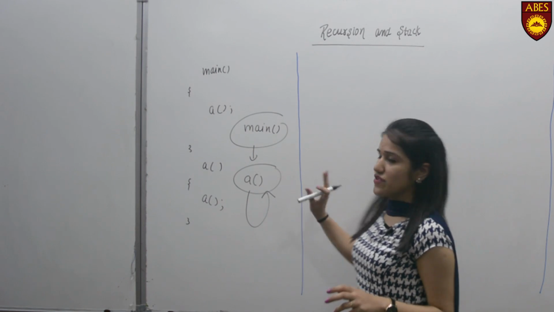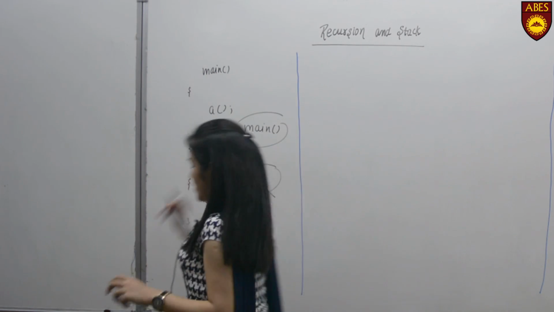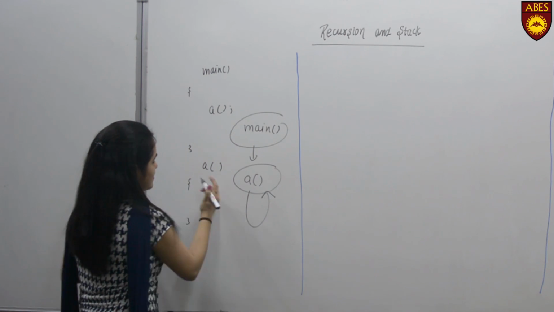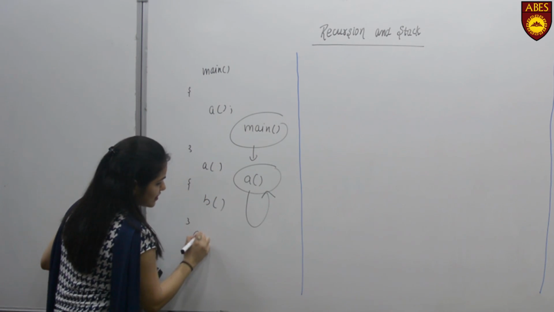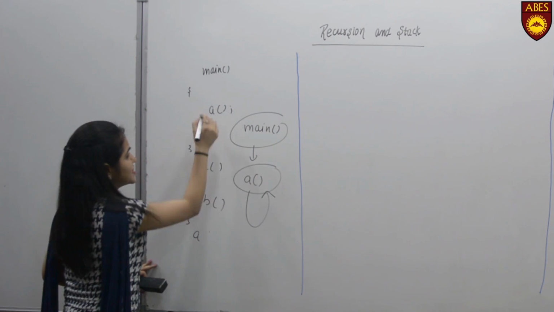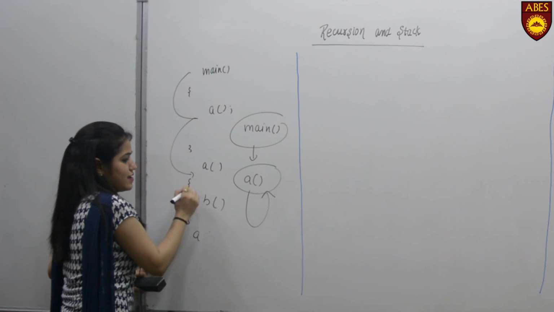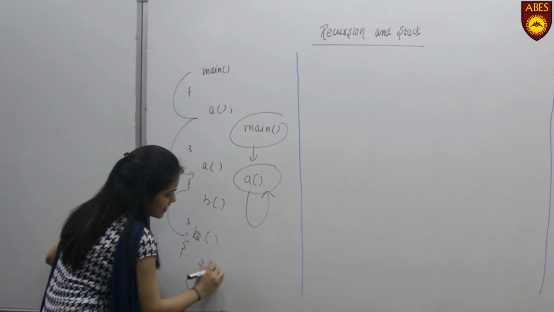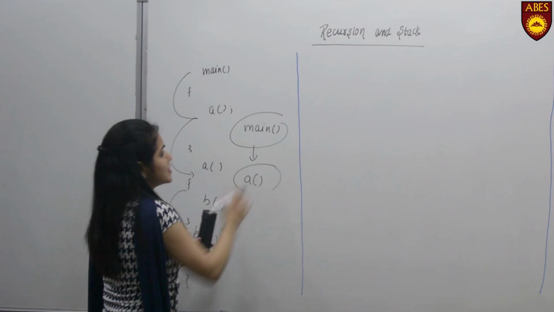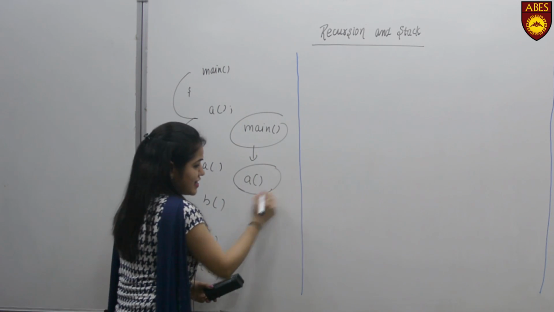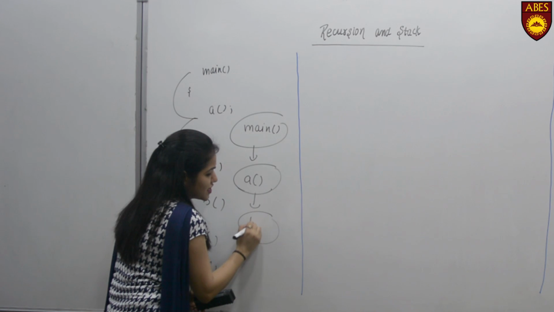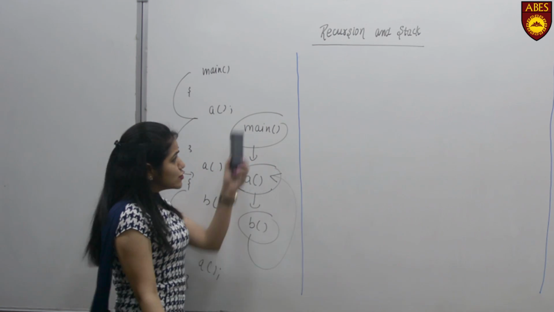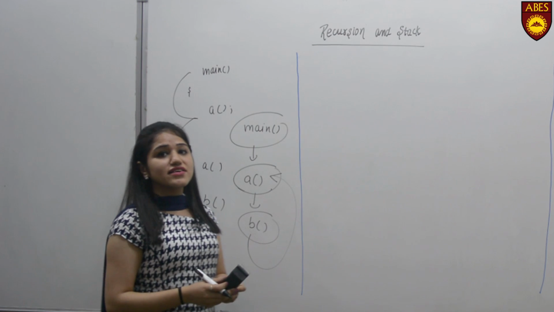One more example, we have a function main and function b. Here the a function is calling function b and the b function is calling function a. So in this case, the main function is calling function a, the a function is calling function b, and the b function is again calling function a. So it is the case of indirect recursion.